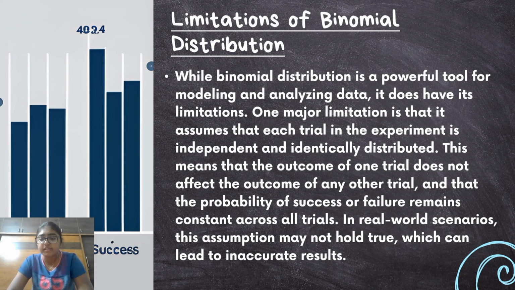Limitations of binomial distribution. While binomial distribution is a powerful tool for modeling and analyzing data, it does have its own limitations. One major limitation is that it assumes that each trial in the experiment is independent and identically distributed. This means that the outcome of one trial does not affect the outcome of another trial, and the probability of success or failure remains constant across all trials. In real world scenarios, this assumption may not hold true, which can lead to inaccurate results.